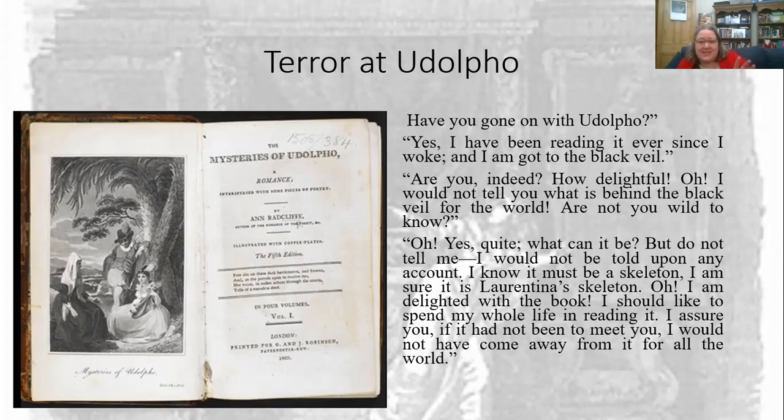I'm going to tell you what it is now. So if you want to avoid spoilers, turn off your sound until we get to the next slide. The reveal is that it's not Laurentini's skeleton. It's got nothing to do with the current mysteries of Udolpho. Rather, it is a wax statue, a memento mori, that belonged to somebody from a couple of generations ago. So it's really not doing anything connected to the plot whatsoever.